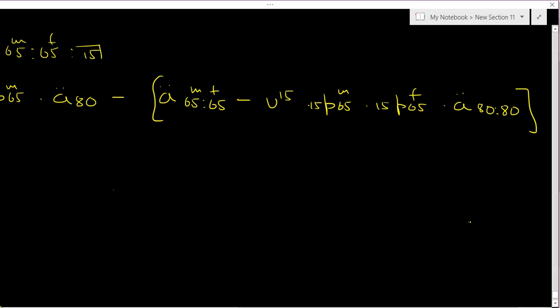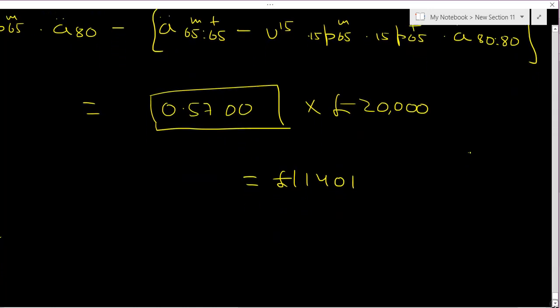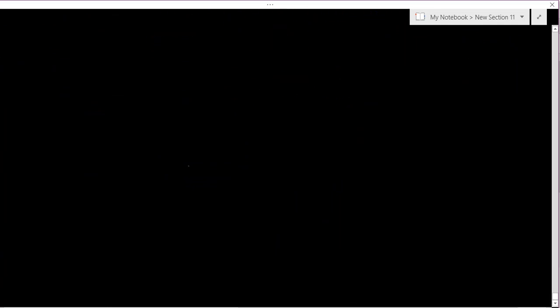Just put the values in and you will get the answer as 0.5700. If you don't get the values, check the core reading; the same question is given there. The amount was 20,000 pounds, so that is multiplied by 20,000, and this just becomes 11,401 pounds. So I'm ending the video with this particular part.